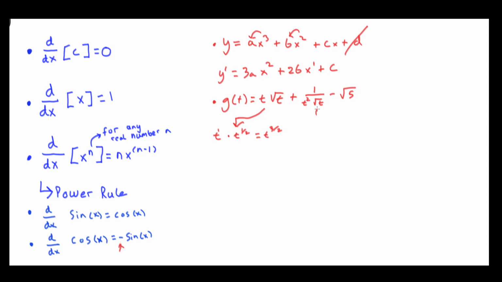And then for this term here, let's say we have t squared times t to the 1/2. And once again, we just add these together. And that's going to be t to the negative 5/2.